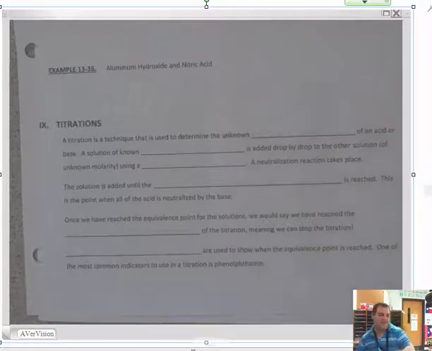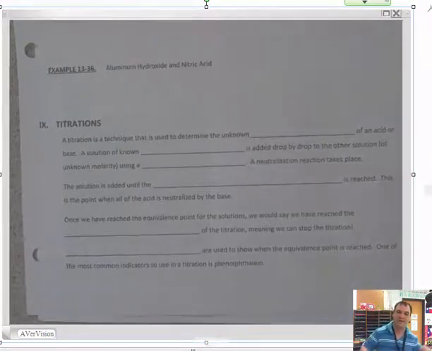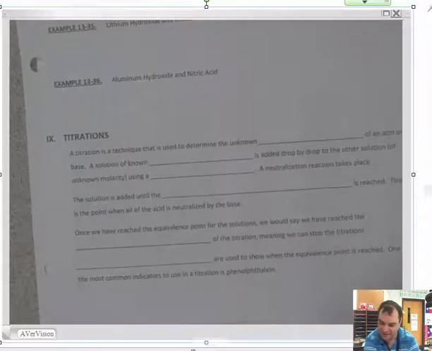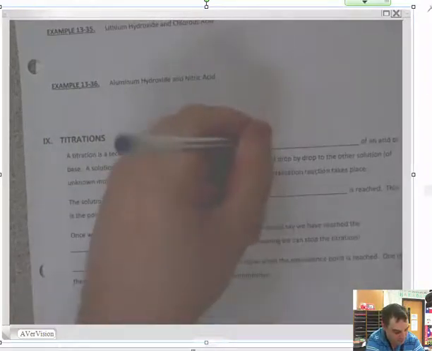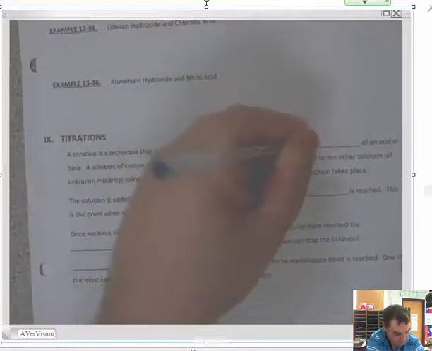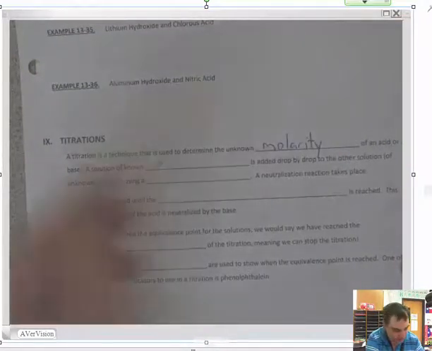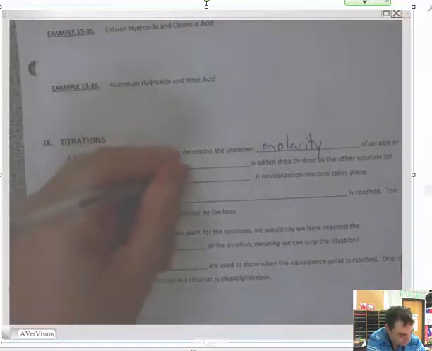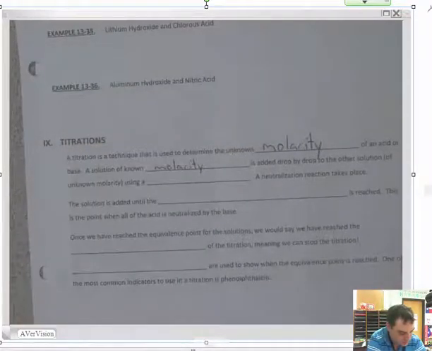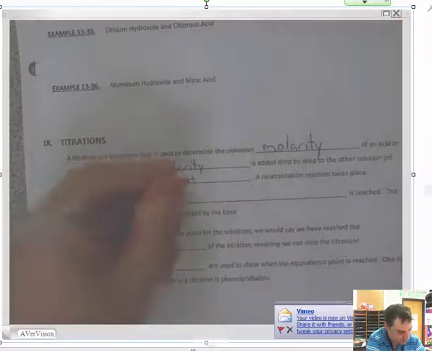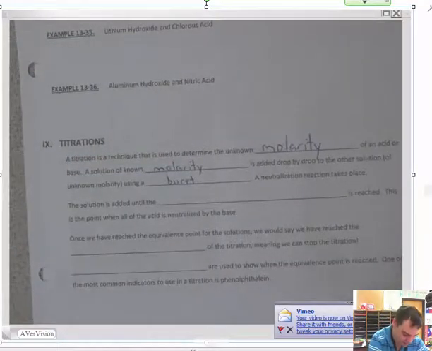Good titrations. Yes, we are talking about the great acid-base technique today of titrations. Titrations are a technique that is used to determine an unknown molarity of an acid or a base. A solution of known molarity is added drop by drop to another solution of unknown molarity by using a burette. Remember, that is the big long tube that holds acids and bases.